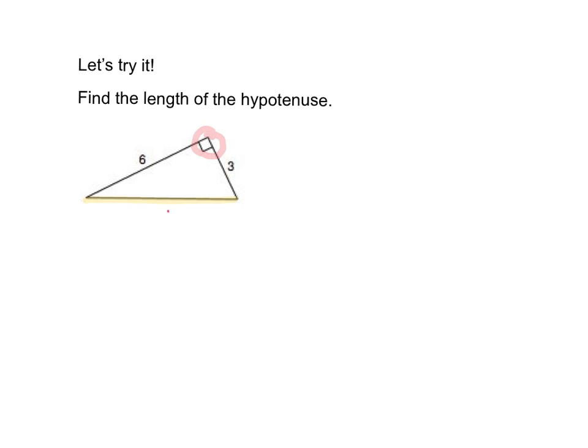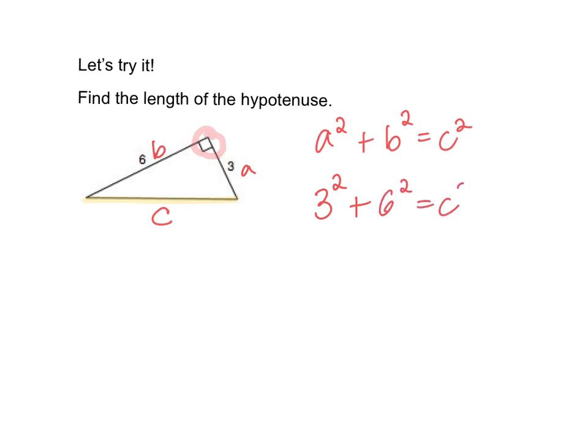And here is the side I'm trying to find, c, because it does not touch that right angle. So again, I'm going to start with writing a squared plus b squared equals c squared. I already labeled my c, so I have a and b. I'm going to go ahead and plug those values into my formula. 3 squared plus 6 squared equals c squared. Now I have 9 plus 36 equals c squared.